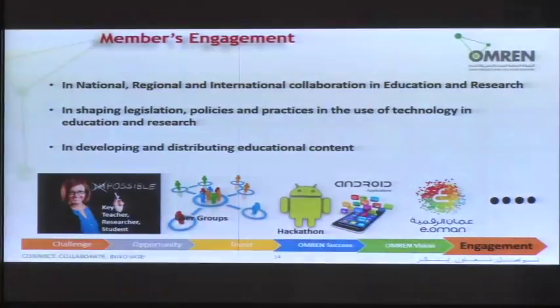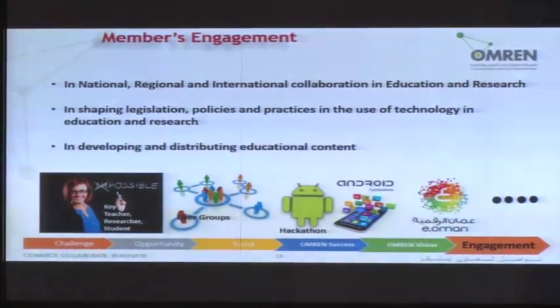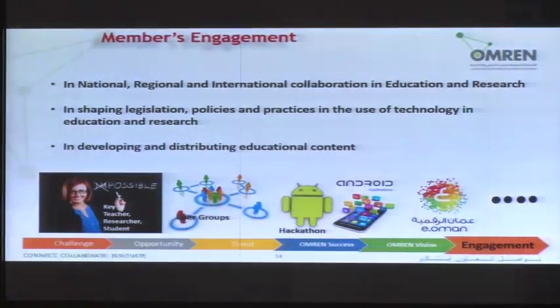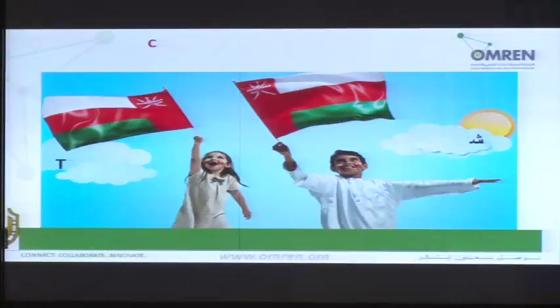The most important one today is the engagement from members. And I am repeating my request here. We need your engagement. We need you to encourage your students. Collaboration in education and research, shaping the legislation, that will help us a lot. Shaping the policies, shaping the processes, re-engineering many of your processes, and developing content. We have noticed content developed by students is much easier and more readable by students themselves. Thank you.